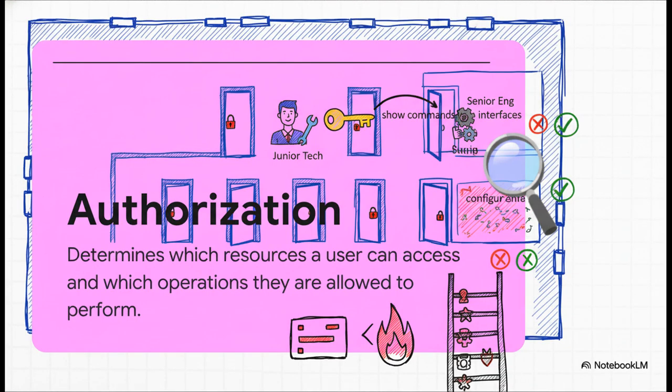All right, so you've been authenticated. You're in the door. The next question is, what can you actually do here? And that's authorization. See, just because you're allowed in the building doesn't mean you get the keys to every single room. This pillar defines your permissions. So a junior tech might only be authorized to run basic show commands to check on things, while a senior engineer is allowed to actually configure interfaces. It's all about enforcing roles and privileges.